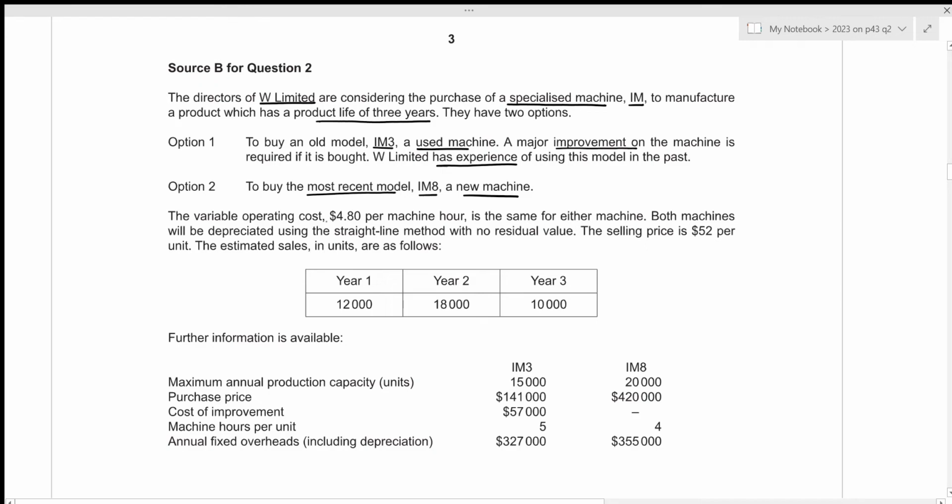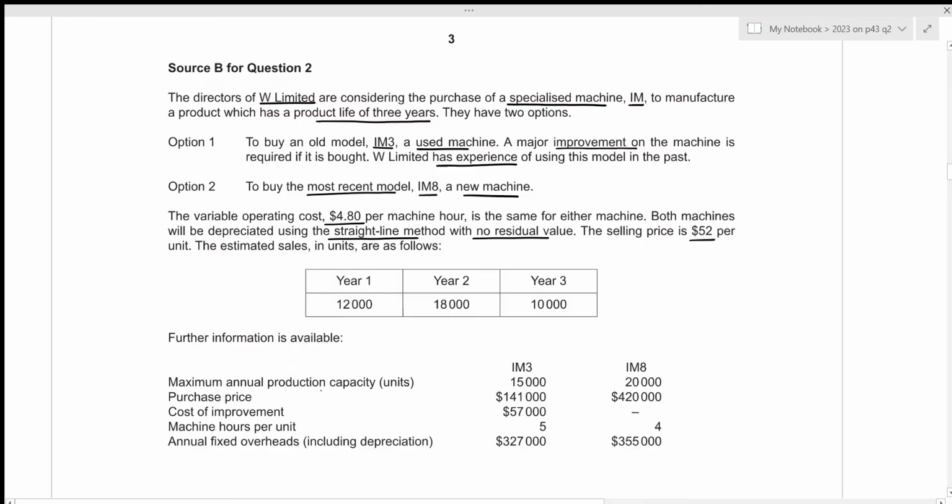The variable operating cost is 4.80 per machine hour and is the same for either machine. Both machines will be depreciated using the straight line method with no residual value, and the selling price is 52 per unit. We are given the estimated sales in units for 3 different years, and that's the lifetime of this particular project or this machinery. And further information is also available.